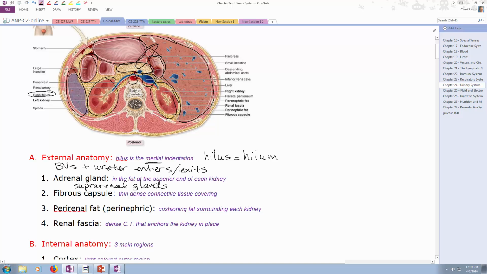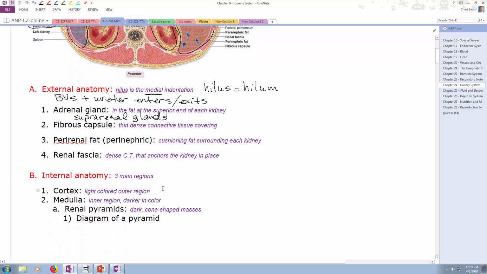The kidney itself is contained. It has a fibrous capsule, thin, dense connective tissue, and would that be dense regular or dense irregular CT? Dense irregular, because we want to make sure that we can accommodate any irregularities where the kidney might balloon up as if it had a cyst or something along that line. So irregular. Excellent. The kidneys are cushioned in their location.